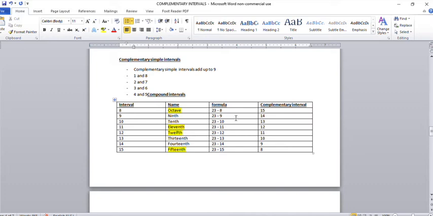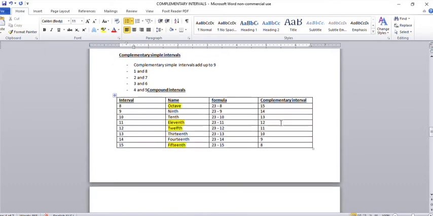And for the 9th, 23 minus 9 is 14. And for the 10th, 23 minus 10 is the 13th. And for the 11th, 23 minus 11, you get 12. And 23 minus 13, you get 10, 9, and 8, and so on. So this is the idea of complementary intervals.